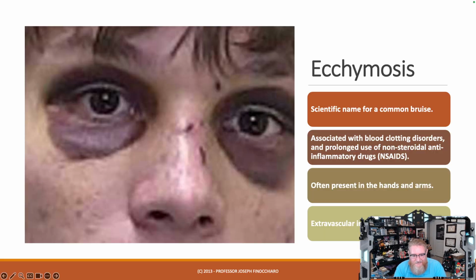Ecchymosis is the scientific name for the common bruise. It is associated with blood clotting disorders and prolonged use of non-steroidal anti-inflammatory drugs, or NSAIDs. These are often present in the hands and arms and are extravascular in deceased individuals.